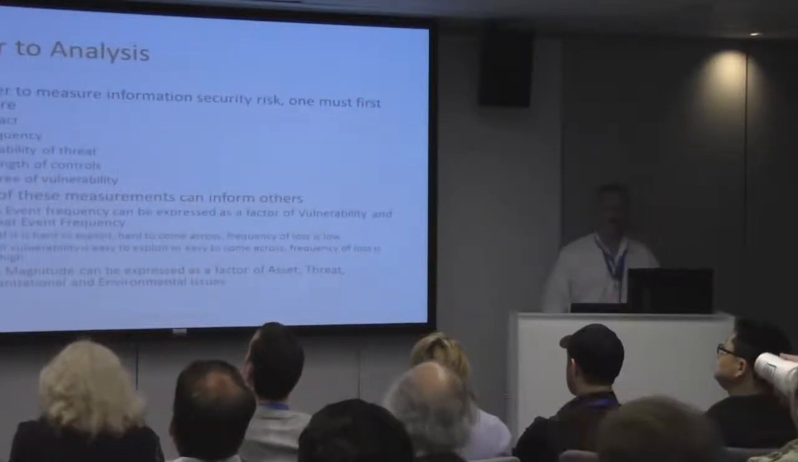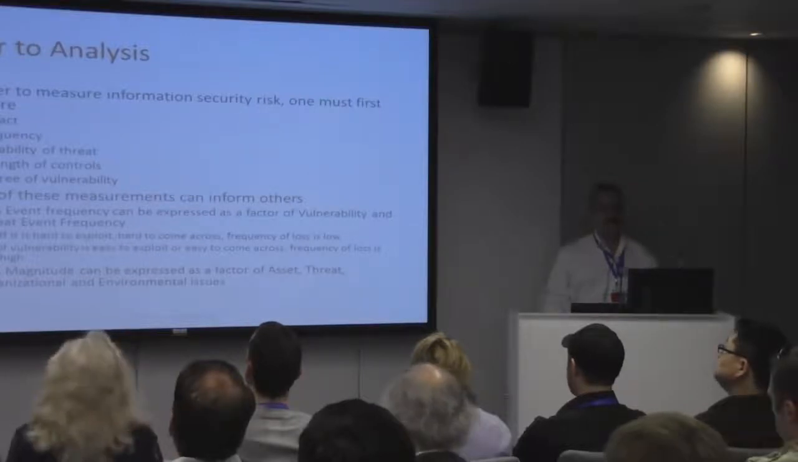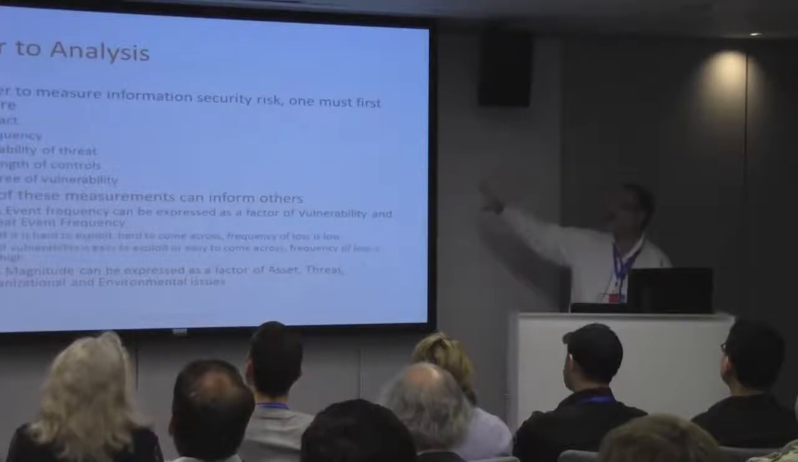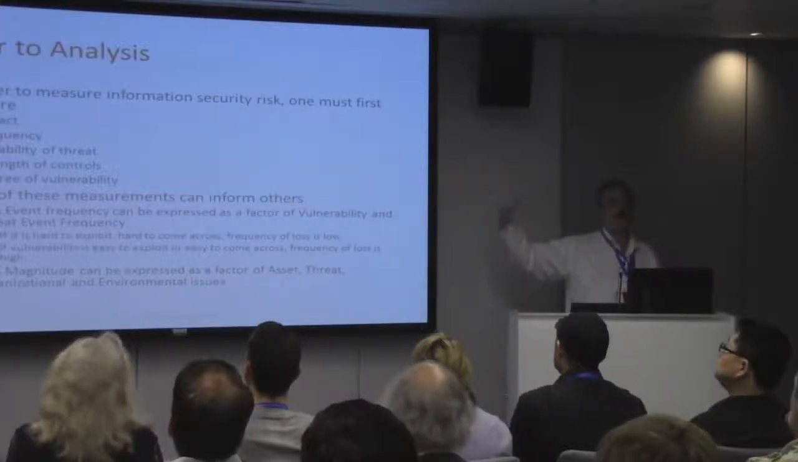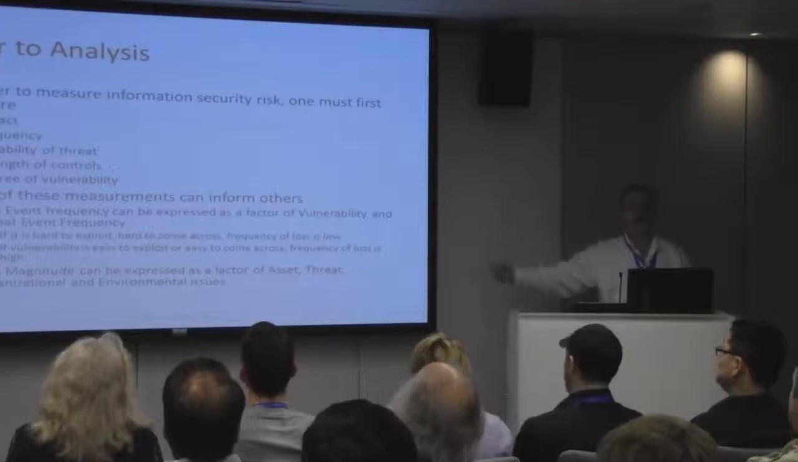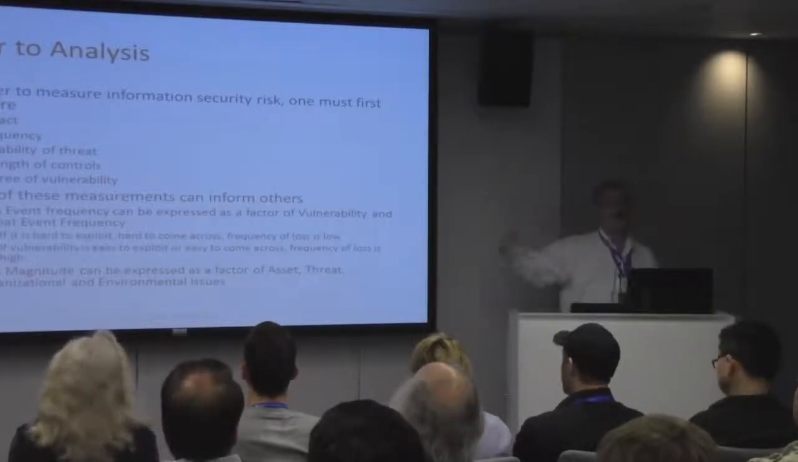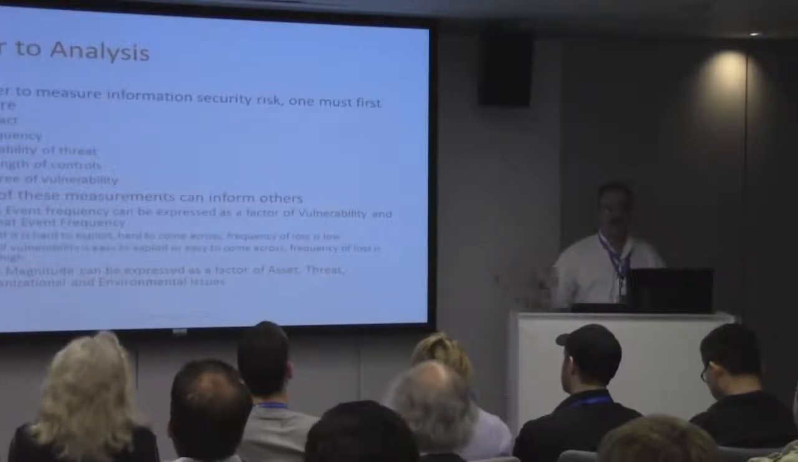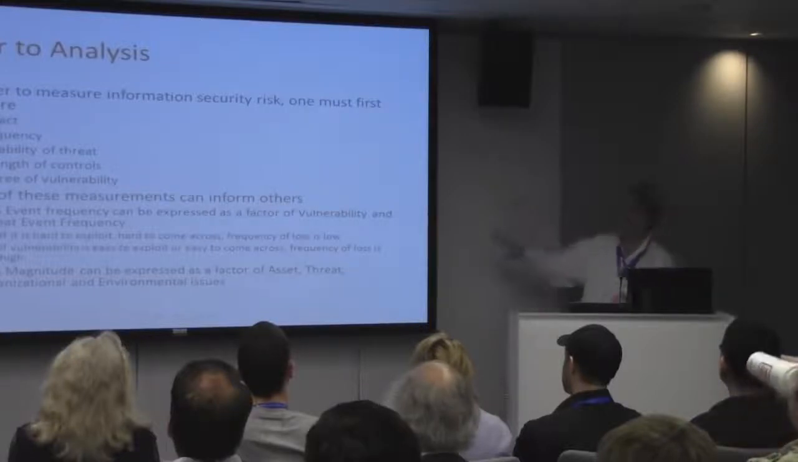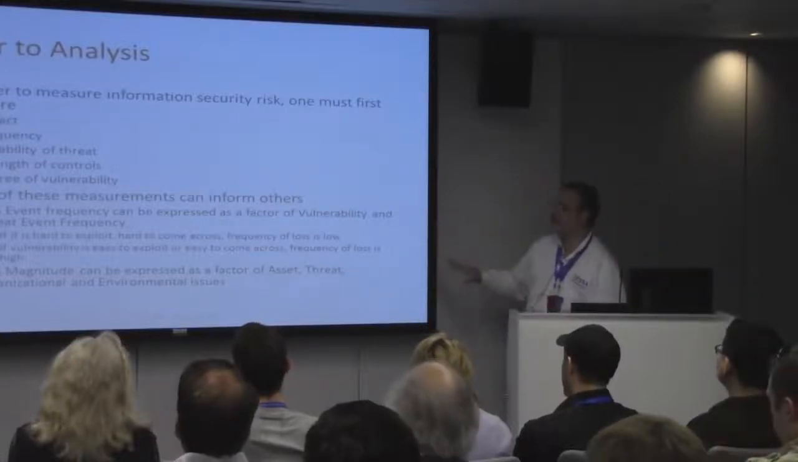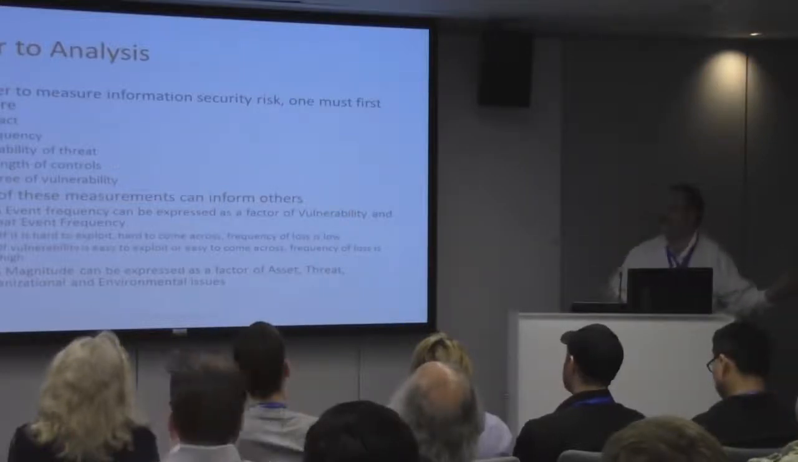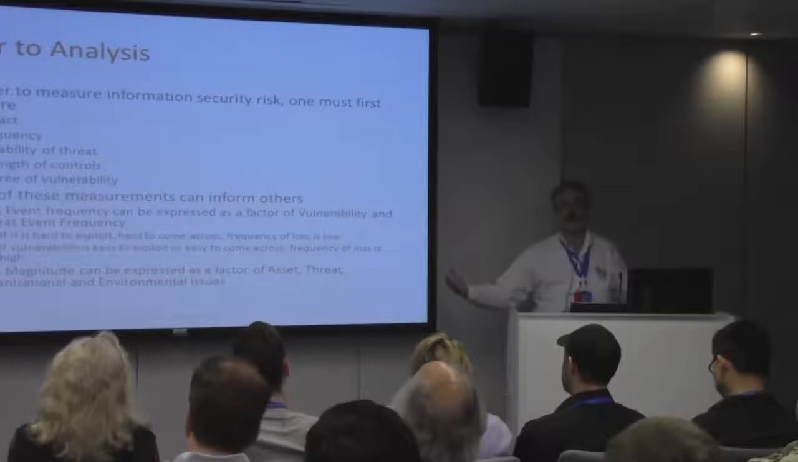As you get closer to analysis, you measure the impact by talking to people, getting an idea of what the asset values are. Frequency, take a look at your Verizon reports, take a look at your Symantec reports, take a look at your Microsoft reports, get a sense of how frequently events like this occur. Take a look at the capability of the threat, take a look at the strengths and controls you have, look at the degree of vulnerability, and some of these measurements can inform other things. For instance, the loss event frequency is really just a factor of the vulnerability and the threat event frequency.